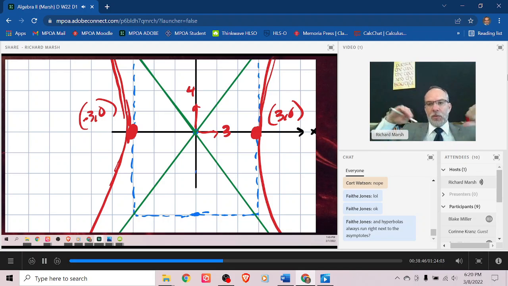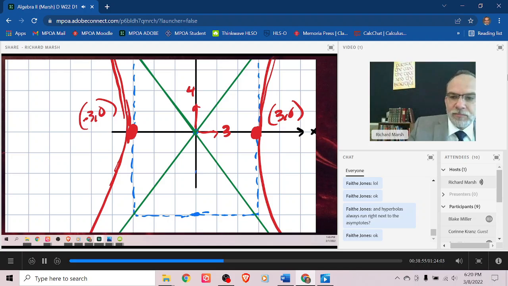The ends of the hyperbolas run right by the asymptotes, yes. It's a fence. So it approaches the fence and goes right along the fence. Closer, always closer and closer and closer, but never touching. It's the idea of a limit. I can't not say the word limit. Like I'm not supposed to.